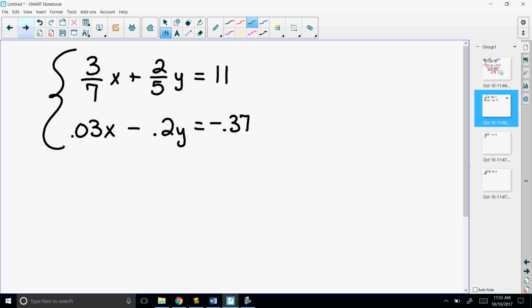So you could type it in on a graphing calculator. I see one person has their graphing calculator out. But you have to rearrange that equation in order to get it into a form that you can type it into your graphing calculator.